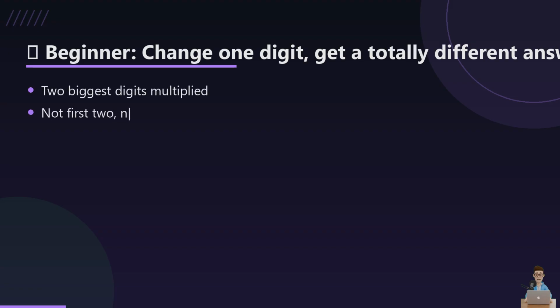Beginner level: high. Let's start with something surprising. If you change just one digit in a number, the correct answer can jump by 60. That's because most people accidentally multiply the wrong two digits together and they don't even realize it. Don't worry if that sounds confusing right now. By the end of this video, you'll be able to spot the right two digits instantly, every time.